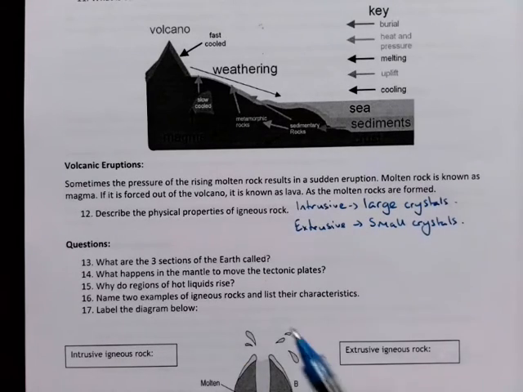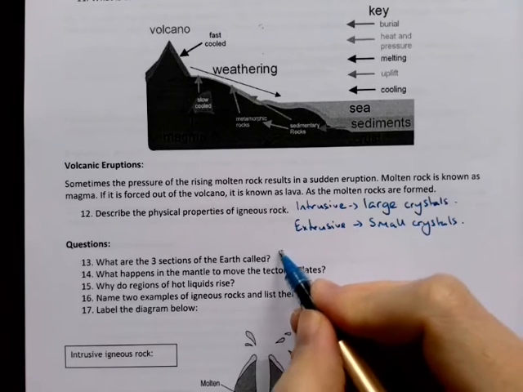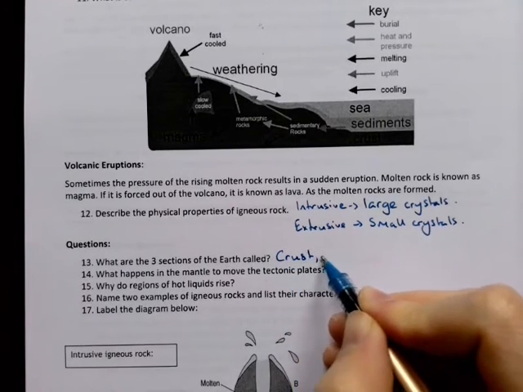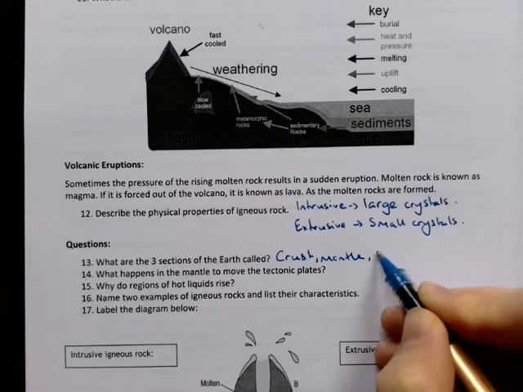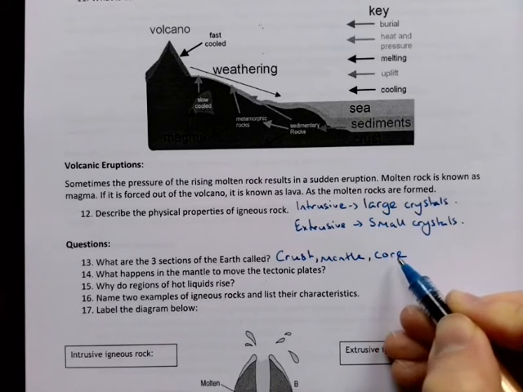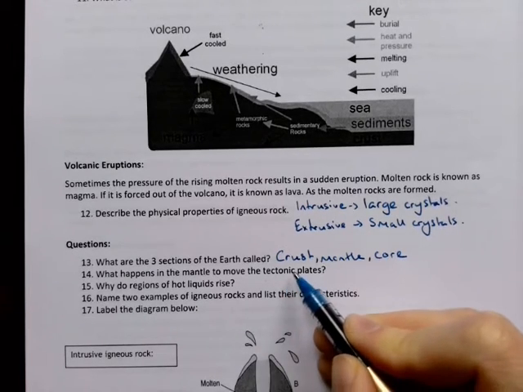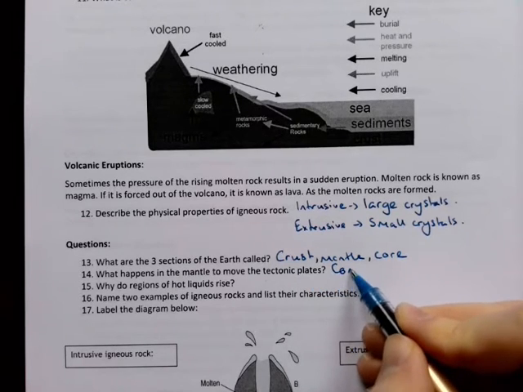So, next, what are the three sections of the earth called? We have the crust, the mantle, and the core. Remember, the core is the inner core and the outer core. What happens in the mantle to move the tectonic plates? That's convection.